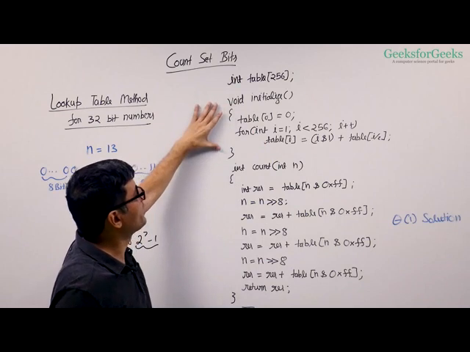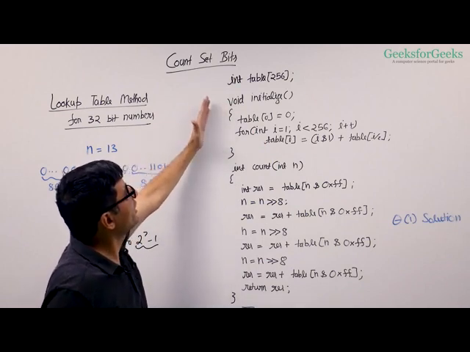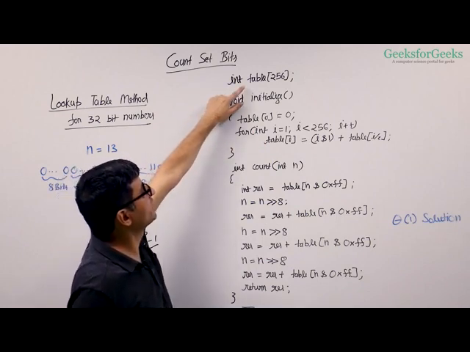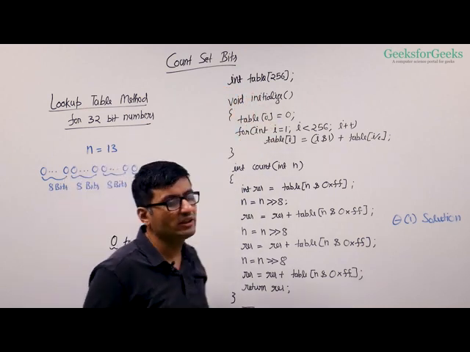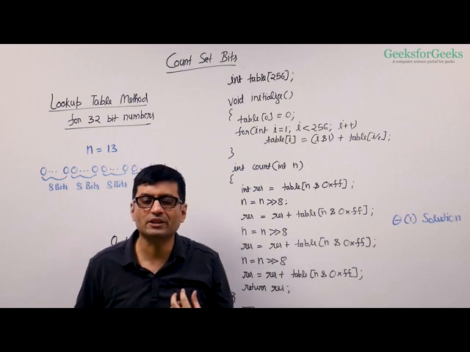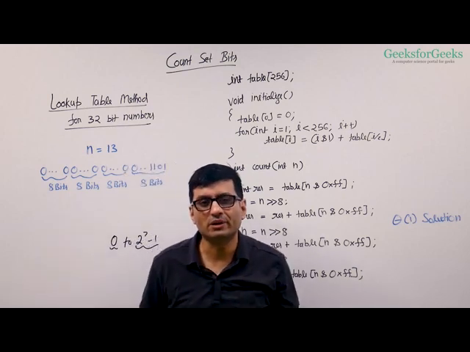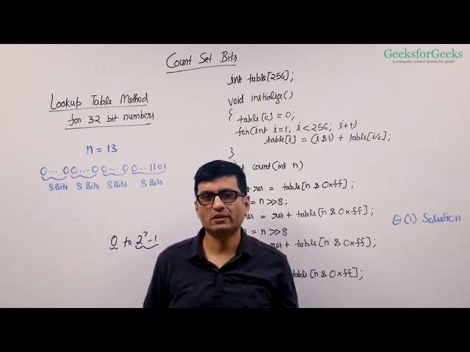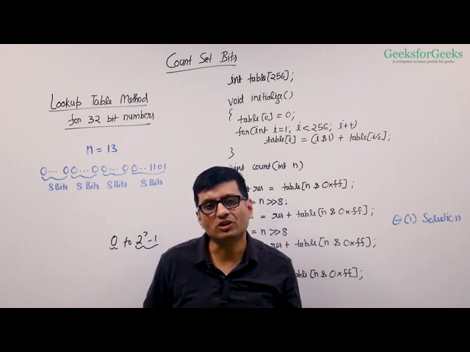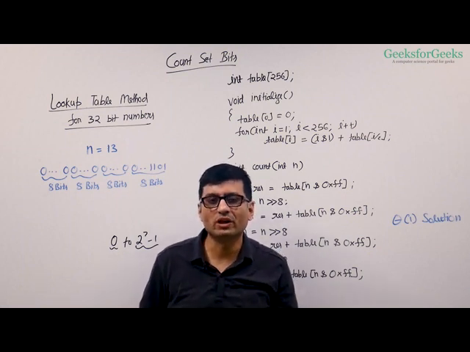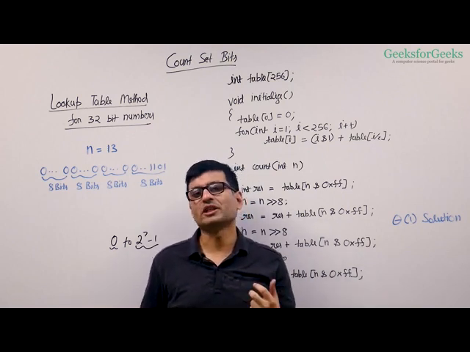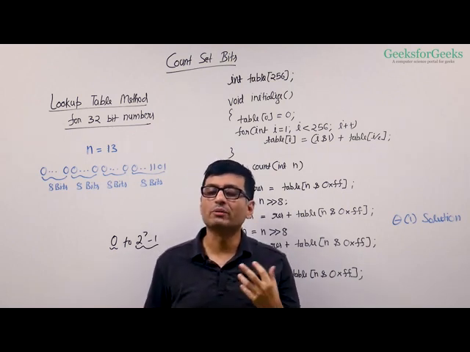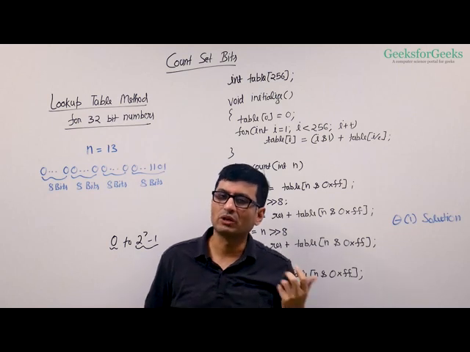And what do we do in this pre-computation? We make a table of size 256 here, and then we fill this table in such a way that table[i] represents the count of set bits in number i, right? So table[0] is going to be 0, table[1] is going to be 1, table[2] is going to be 1, table[3] is going to be 2 because 3 has 2 set bits. Table[4] is going to be 1 because 4 has 1 set bit.